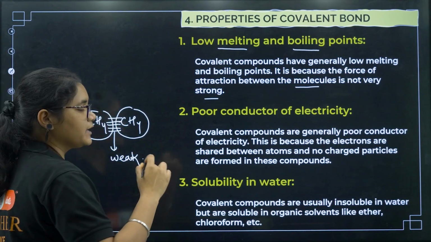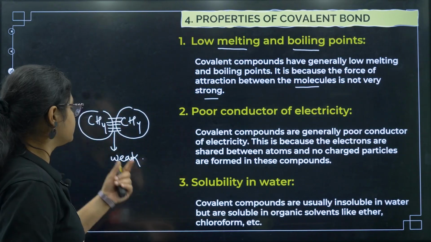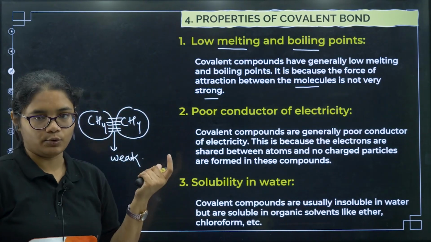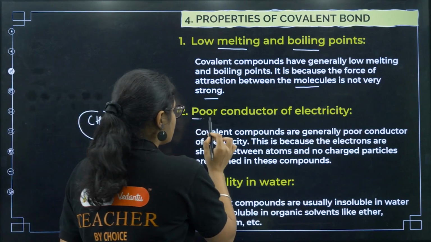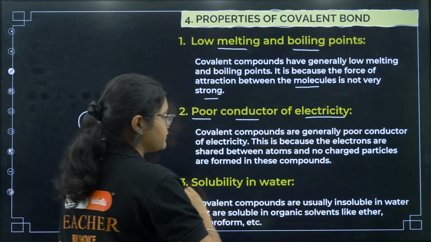Okay, so that is why you can easily boil them or melt them. So the boiling point and melting point is low. Next is they are poor conductors of electricity. This is also a very important point.